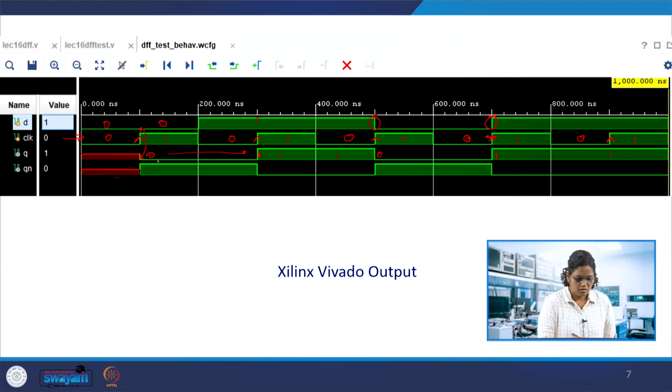So this is 1, so the 1 is maintained over here. Immediately the Qn is complementing fine up to this point, and again 0 here, and this is 1 and this is 0. So it doesn't involve these timing parameters.